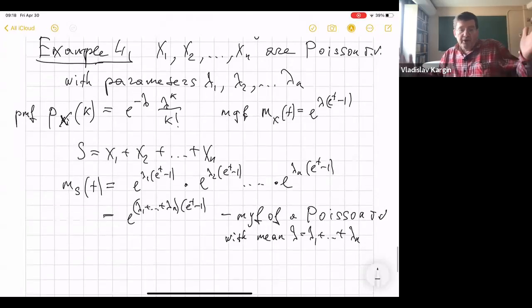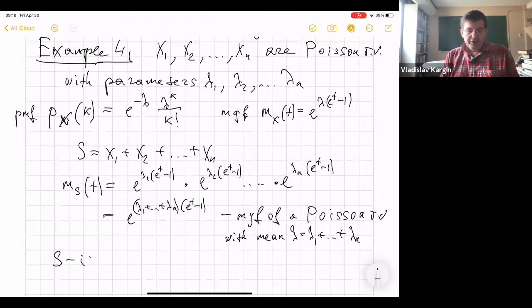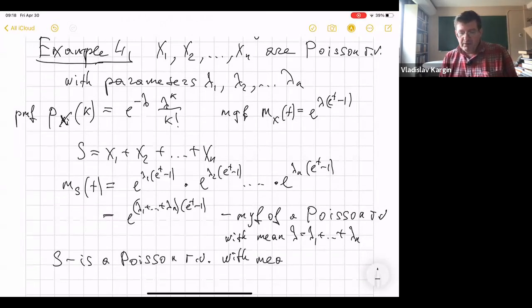So you know that S is a Poisson random variable with this mean lambda. If you think about this, it is very surprising, if you think about how you would do it without knowing this method. And everywhere I say it, I forgot to write that these are independent. They should be independent, otherwise it doesn't work.